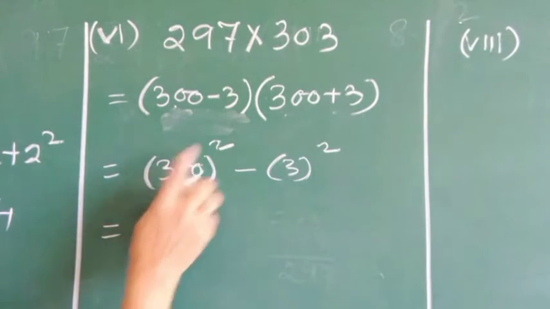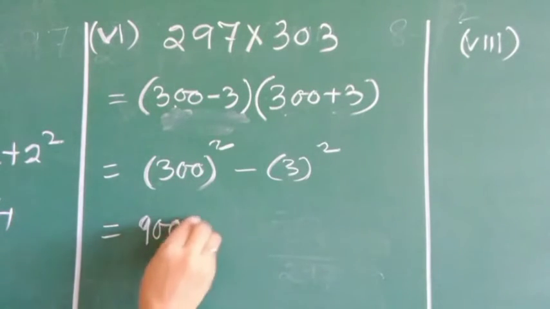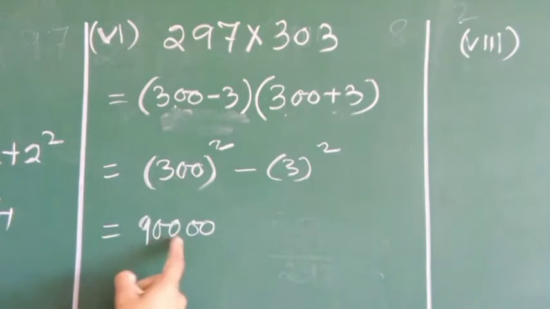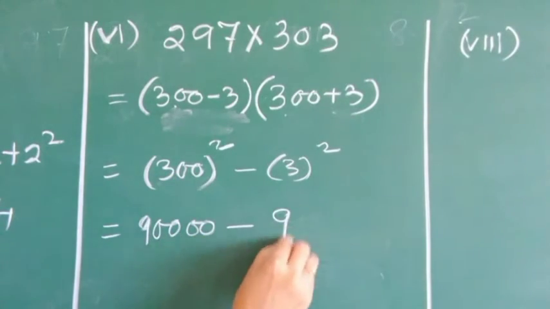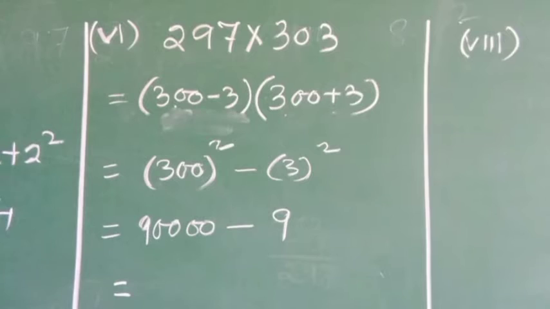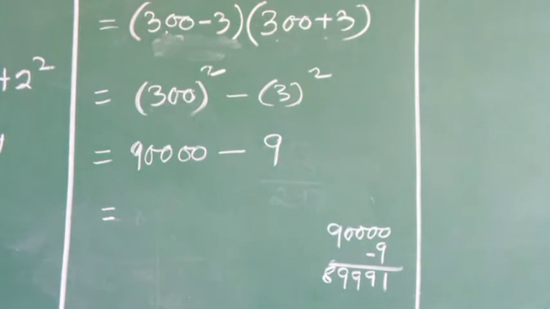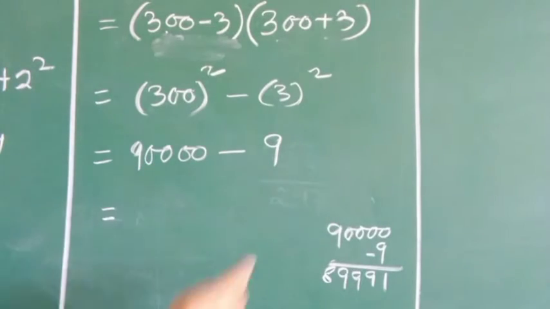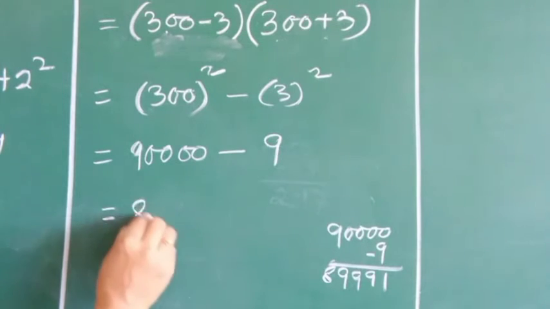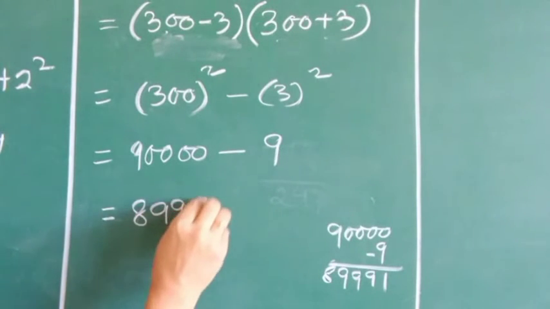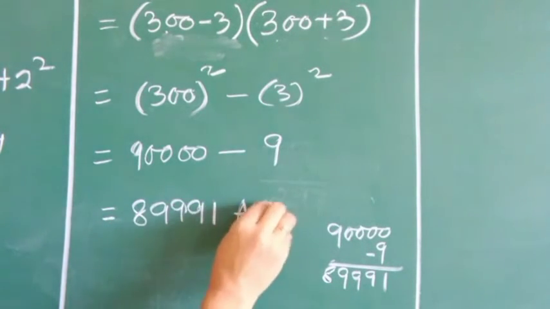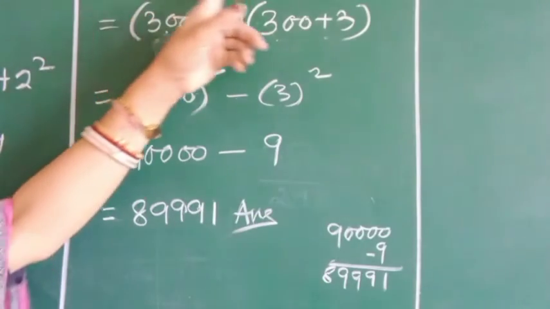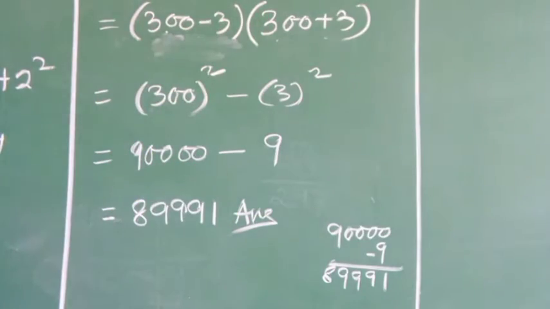What will be the result? 3 3s are 9. 300 square, 4 zeros instead of 2 zeros. 4 zeros minus 3 3s are 9. Subtract it. You will get the result. Now subtract 9 from 90,000. You are getting this result, 89991. Okay. It will be very easy for you by using identities to multiply instead of multiplying.